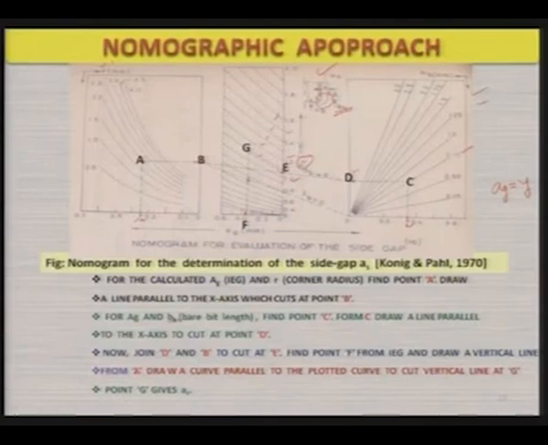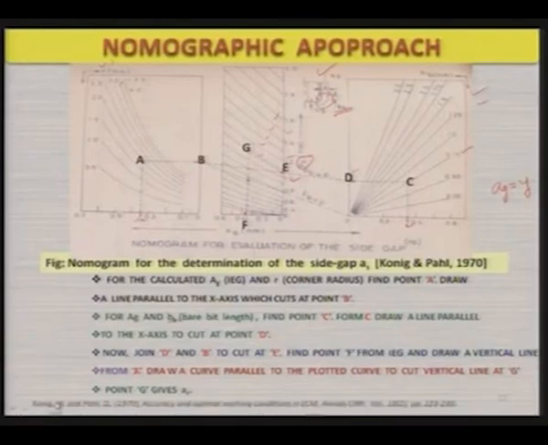If you know the inter-electrode gap, if you know the tool corner radius, if you know the bare bit length, all these are known in advance, then you can predict what is going to be the side gap for the given machining condition. Mind it, if machining conditions are changed, then this side gap is also going to change. So, again this was taken from the paper by Koenig and Paul.